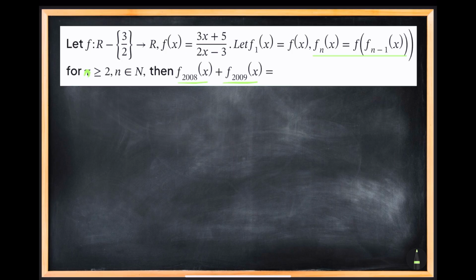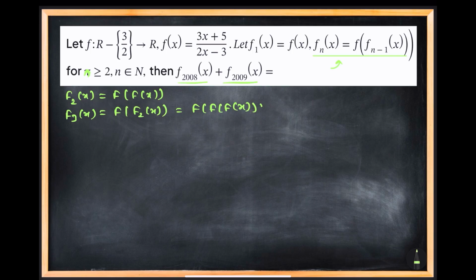Okay, so first let's check this thing. Who is this? If we think about f2(x), according to the definition we will be writing f of f1, so it is f of f of x. If we write f3(x), we will be writing f of f2(x). Who is f2(x)? f of f of f of x. Okay, so this is the idea for this question. It is an example of a composite function.